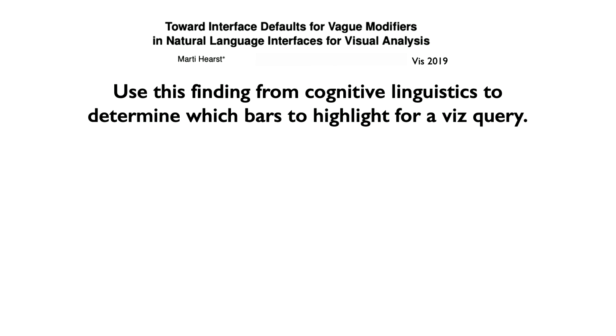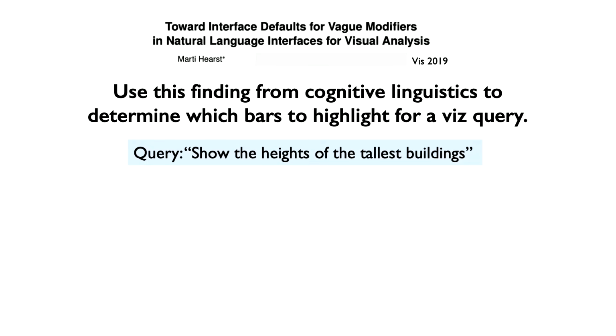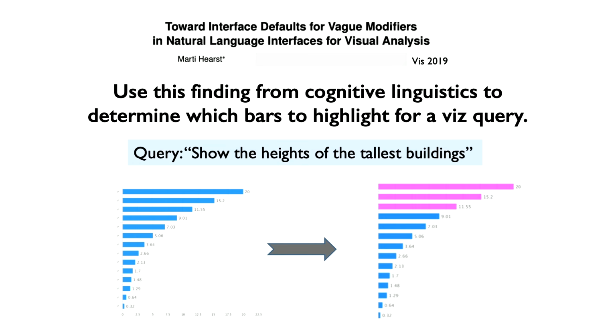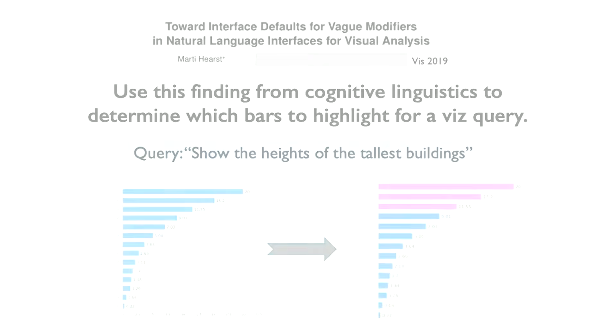So what we did was use this finding from cognitive linguistics to determine the bars to highlight for a visualization query. If we have a query, show the heights of the tallest buildings, and this is the distribution of all the buildings, we use the calculation of what is tall, simulated according to the distribution in the prior work, to determine which bars to highlight to mean tall. So this is an example of computational cognitive linguistics in practice.